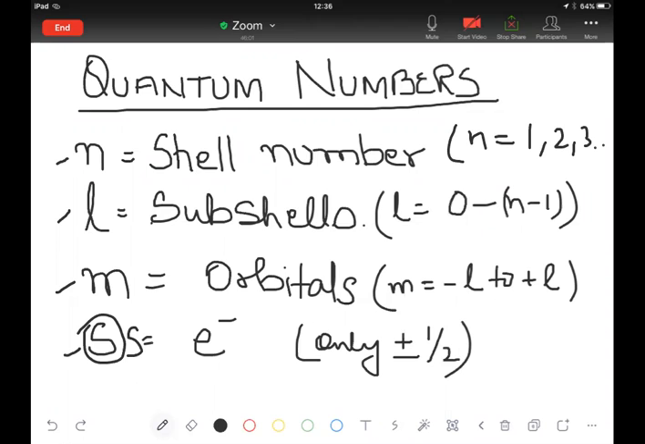The rest of the quantum numbers will actually depend on the value of n to exactly locate an electron. Then next is the l subshell. The value of l is from 0 to n minus 1. Check this out. So if the value of n is 1, the value of l will be equal to 0. If the value of n is equal to 2, then the value of l will be equal to 0 and 1. So the value of l will actually depend on the value of the shell number.